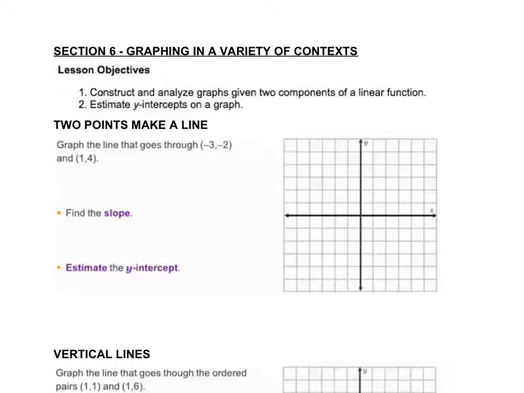This is a video over section 6, and we're going to be graphing in a variety of contexts. So we're going to be able to construct and analyze graphs given two components of a linear function, and we're going to estimate y-intercepts on a graph.